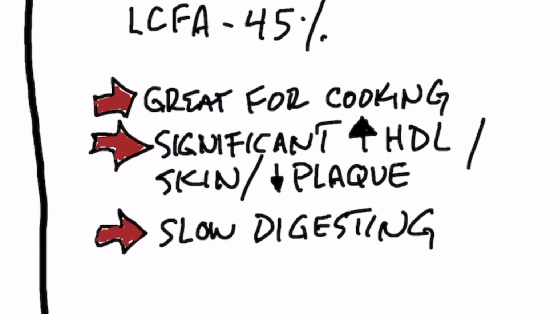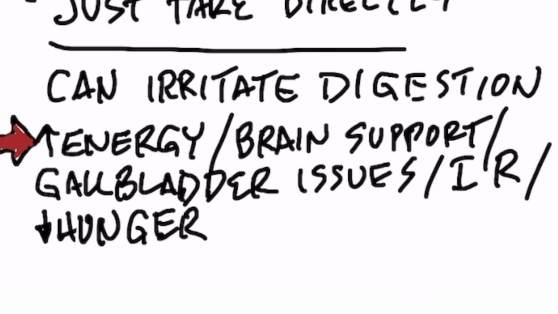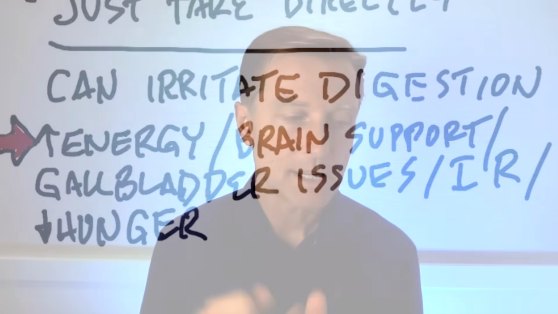It's great for the skin. It can even decrease plaquing. It's good for gingivitis. It's good for your immune system, so it definitely has other great benefits. Now, with MCT oil, it's great to increase energy. It's great for brain support, okay? It's also good for, like I said before, gallbladder problems. It's excellent if you have insulin resistance.